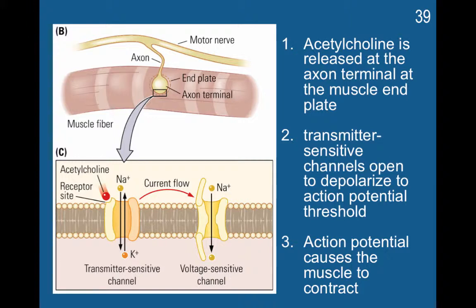At this muscle end plate, the neurotransmitter is released, and these transmitter-sensitive channels open. So if this muscle fiber receives acetylcholine, then these transmitter-sensitive channels open. Sodium floods into the cell, potassium leaves the cell, and this results in a change in local potential that is going to activate voltage-sensitive channels. If sufficiently activated, then an action potential will occur, and this action potential causes the muscle cell to contract. And so in this contraction, movement occurs.